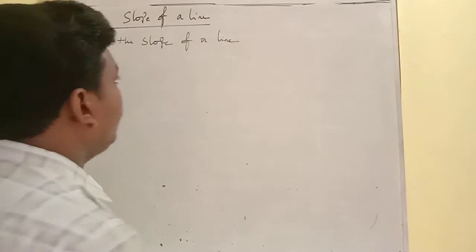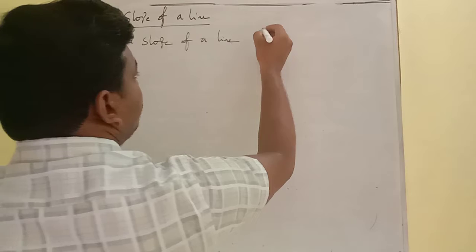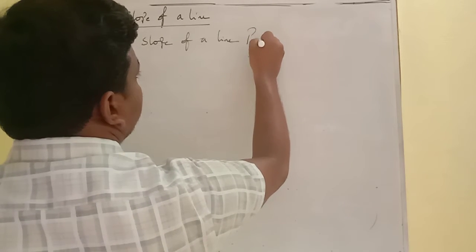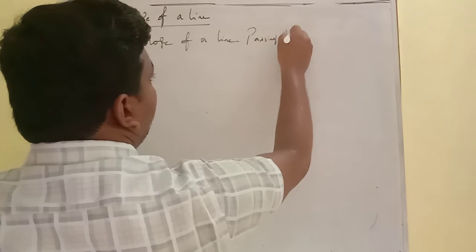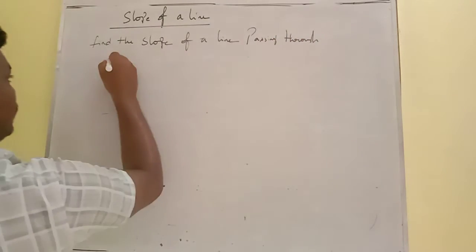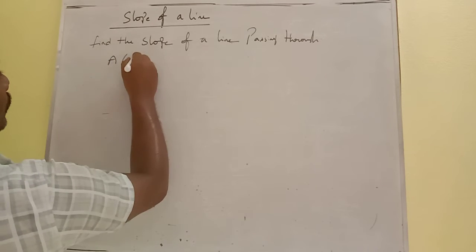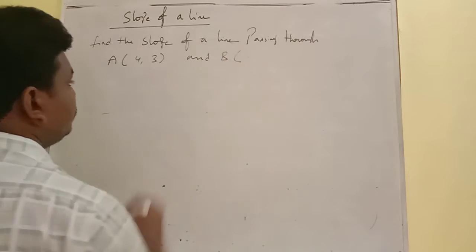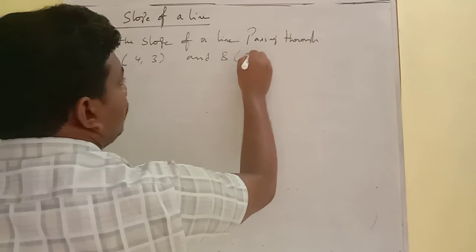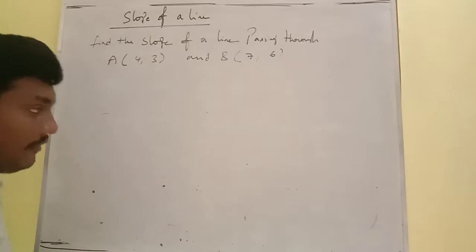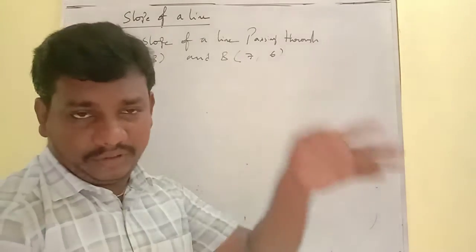Find the slope of a line passing through A(4, 3) and B(7, 6). These are the two points.